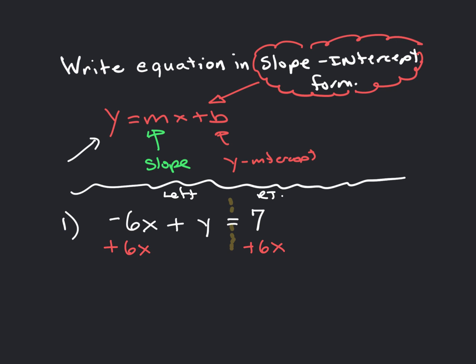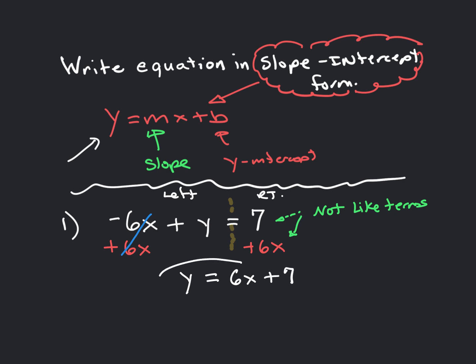So a negative 6x and a positive 6x is 0 x's, and that leaves us y all by itself on the left-hand side. Now, these two terms are not like each other, because one term has an x and the other term does not have an x. So these are not like terms, so you cannot combine them. All you can say is that you have a 6x and a positive 7 on this side.